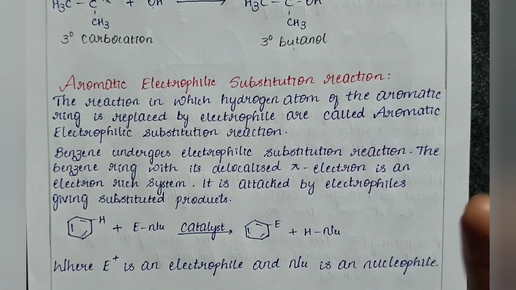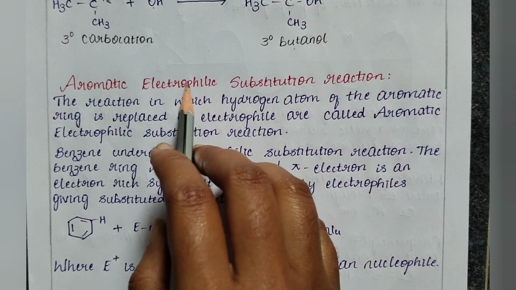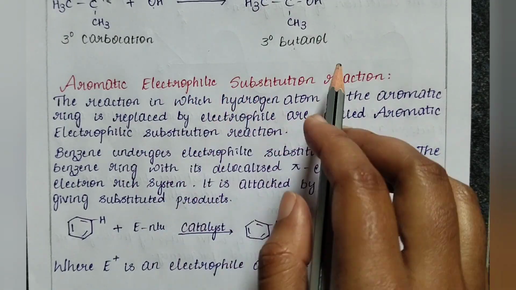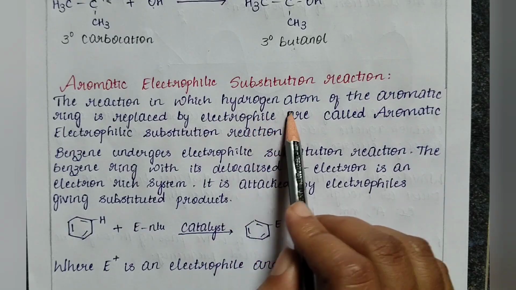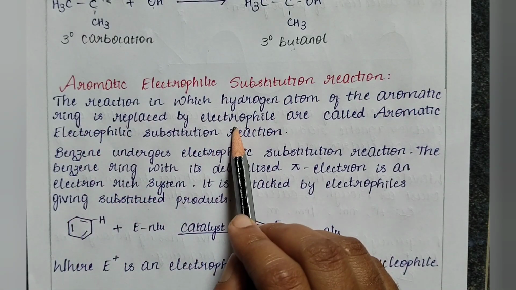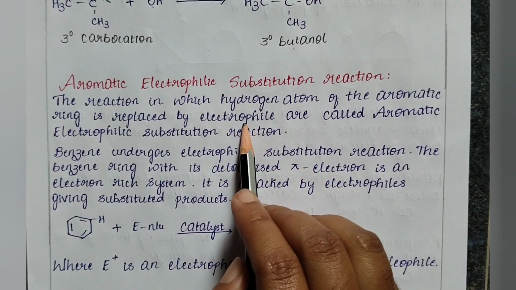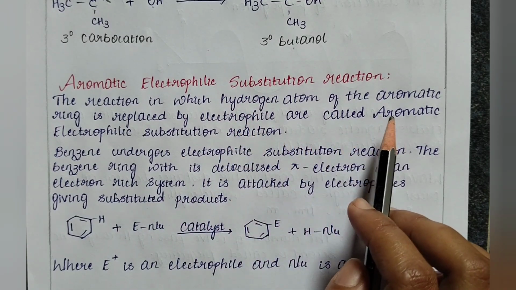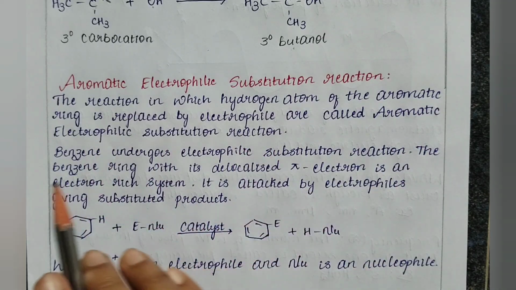So by understanding both the definitions of aromatic and electrophile, let us understand the substitution reaction. Here, in aromatic electrophilic substitution reaction, the hydrogen atom which is present in the aromatic ring is replaced by an electrophile. So, when hydrogen is replaced by an electrophile, a new chemical bond is formed, and the process is called aromatic electrophilic substitution reaction. Let us see an example.